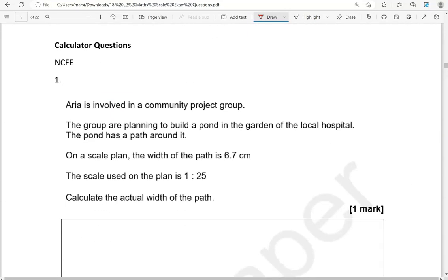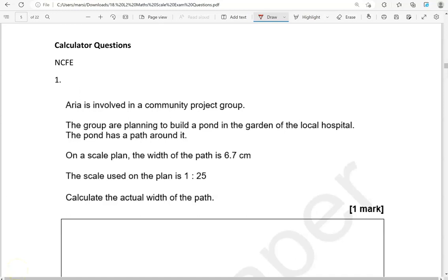Now we move into the calculated questions. Arya is involved in a community project group. The group are planning to build a pond in the garden of the local hospital. The pond has a path around it. On a scale plan, the width of the path is 6.7 centimeters. The scale used on the plan is 1 to 25. Calculate the actual width of the path.